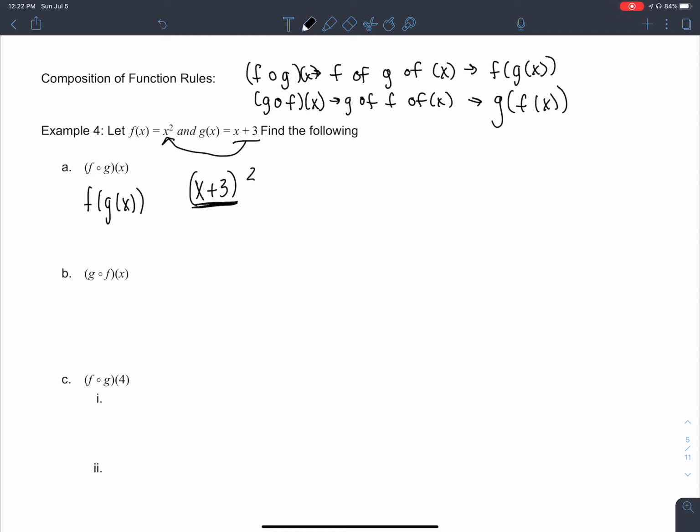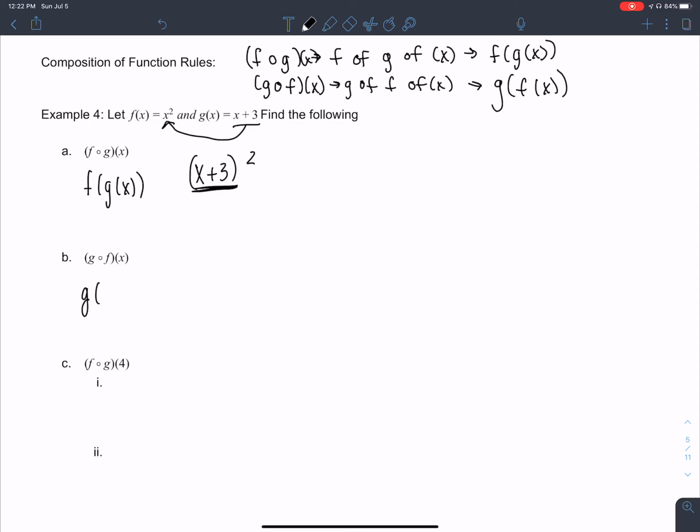So we're done. All right, g of f. Remember, I want to rewrite that as g of f of x. That's saying I want to put f inside of g. So I'm going to take my g, anywhere there's an x, I'm going to leave a blank, and then I'm going to put my f inside of that. Okay? So the answer is x squared plus 3.